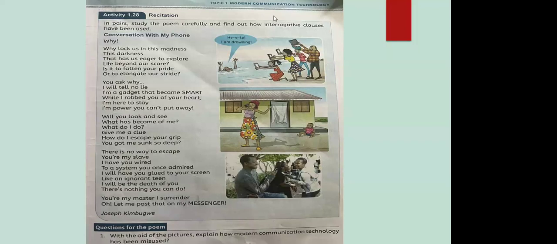When you read this poem, when this person is talking to his phone and the phone is showing off, telling him, I am a smart gadget, I have robbed you of your heart, and I'm here to stay, you cannot put me away, I have you, I will make you nothing and you will not do anything to me. I'll have you glued to your screen like an ignorant teen. Do we have some answers we can pick from there on how modern communication technology has been misused?